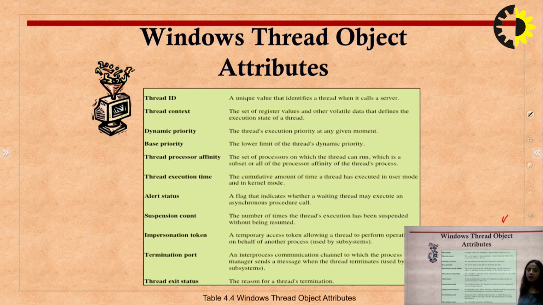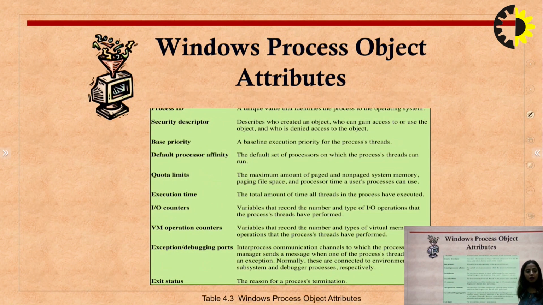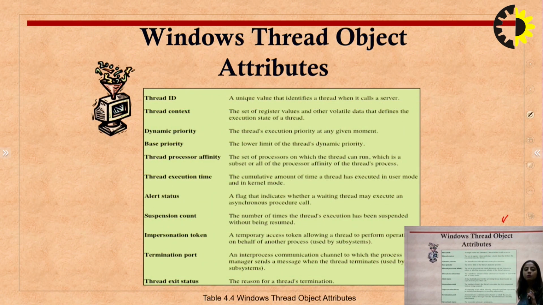Now, impersonation token: a temporary access token allowing a thread to perform operations on behalf of another process, used by the subsystem. Termination port: an inter-process communication channel to which the process manager sends a message when the thread terminates, used by the subsystem. Just like in process attributes, we have an exception or debugging port, similarly there is a termination port in a thread.